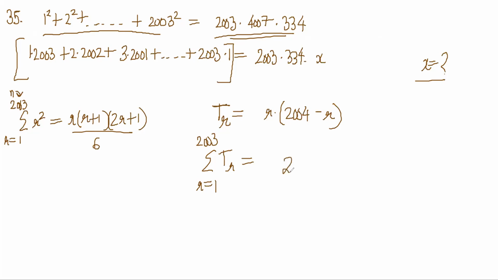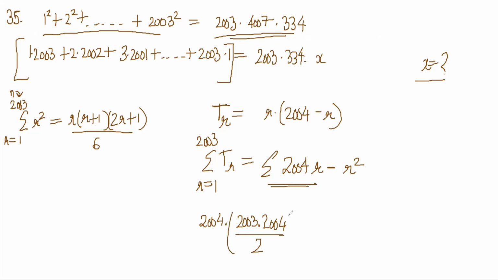So this will become 2004 into r minus r square, right? And you have to do the summation of this. So this summation will be 2004 into the sum of 1 to 2003, so it will be n into n plus 1 by 2, so 2004 by 2, right? Minus the sum of first 2003 squares, which is this only. So that is 2003 into 4007 into 334, right?